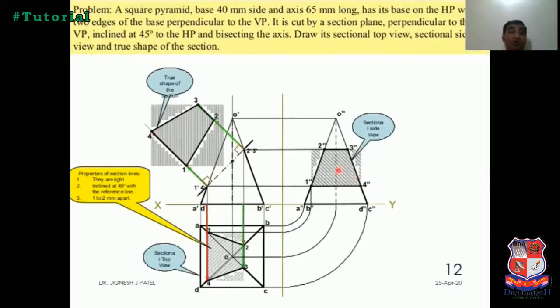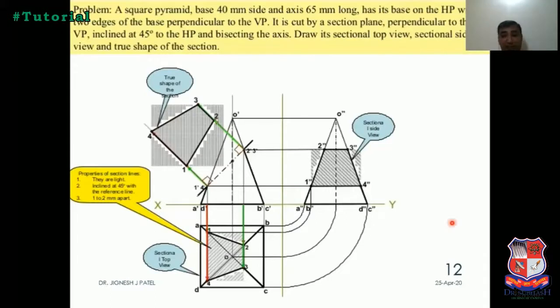Now to draw its true shape, we have to draw one line, X1 Y1, parallel to this cutting plane. As usual, take the distance of 1 dash from XY, and take the same distance from this line to mark point 1. Similarly, take the distance of point 2 from XY, and mark point 2 at the same distance. Similarly, mark points 3 and 4. So you can see it's our true shape. Okay, this is a true shape.